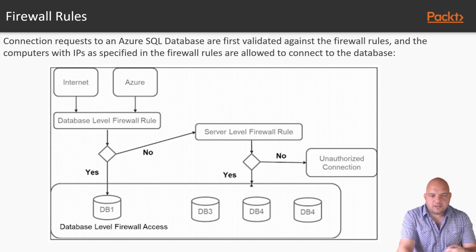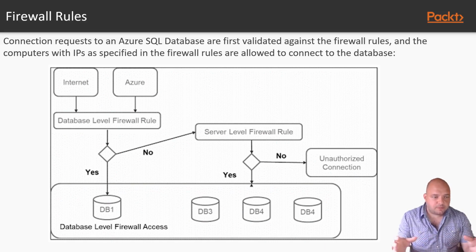So in the diagram we have here, we can see a process flow of authentication. People come in from the internet in Azure. There's a server level firewall rule. Are they an authorized connection? Yes, they're allowed through. They come through to the database level firewall rule. Are they an authorized connection? Yes, they get access to a specific database. And if not, they get thrown out.